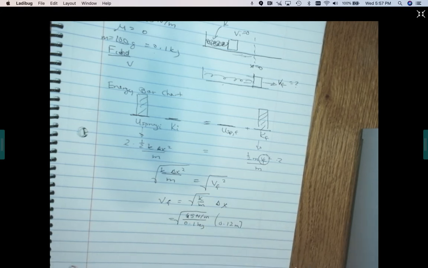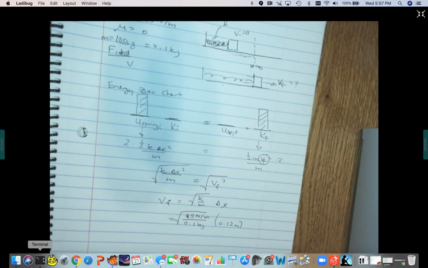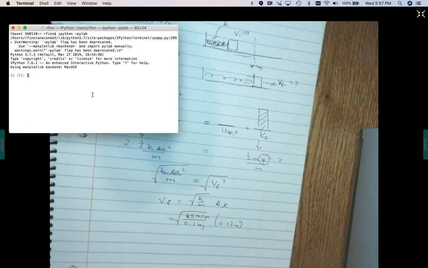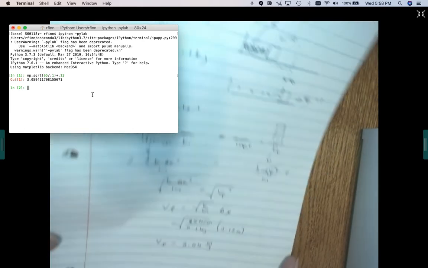And let's bring up our little Python window here. So I'm going to do the square root of 65 divided by 0.1, and then times 0.12. So I get my final velocity is 3.06 meters per second.